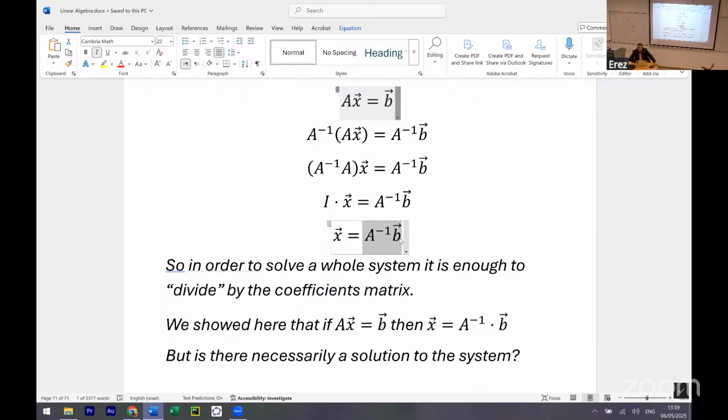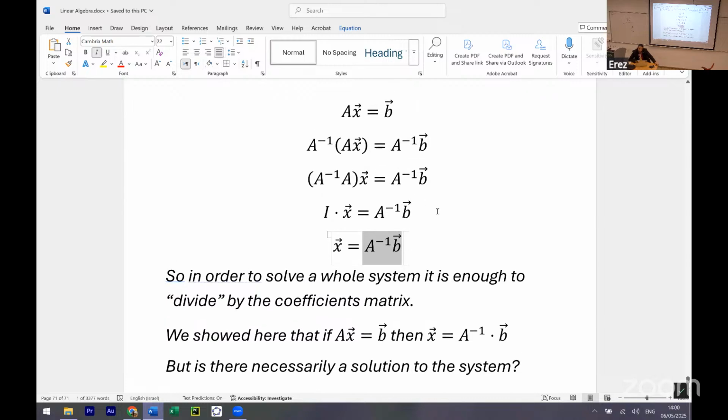Like calculating the inverse matrix? No, but that would be specific. I want the general theorem. I wonder if always when A is invertible, then the system will have a unique solution. I've shown that there is no more than one, because X must equal this expression. But maybe this expression is not a solution. So how can we make sure? We plug it into the equation.